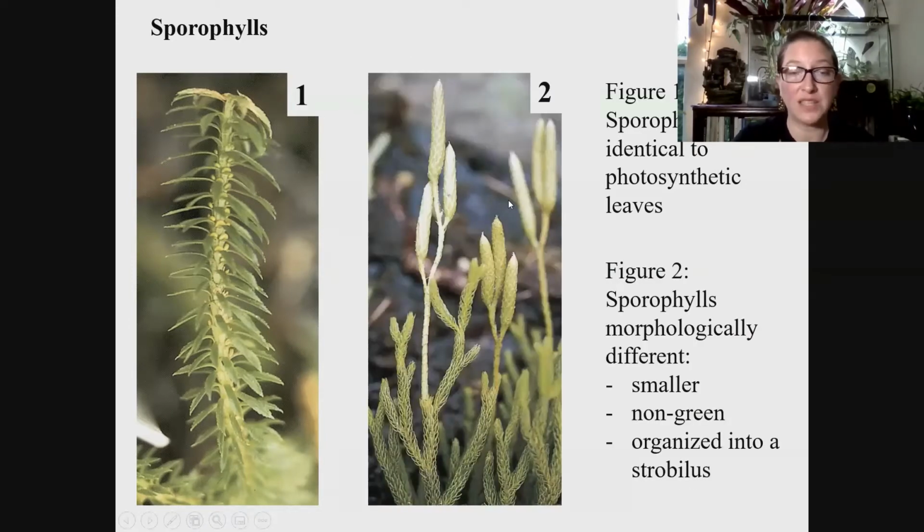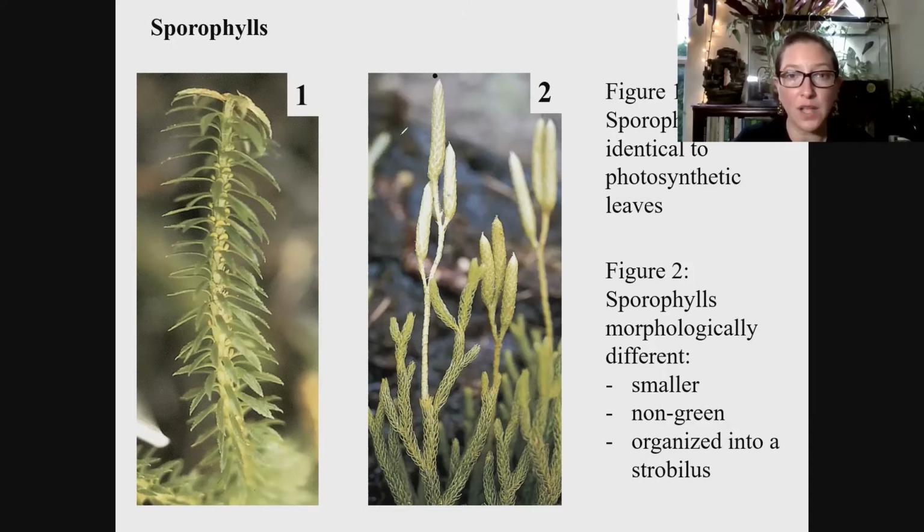Whereas Figure 2 is an example of sporophylls that are morphologically different from microfills that don't have sporangia on them, and we can see both in this figure. At the top here, you might notice these clusters, and those things are called a strobilus. Here is one strobilus. Here are three strobili, which is the plural.